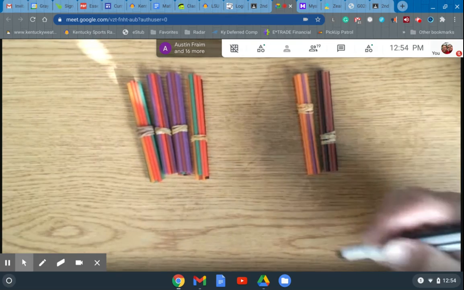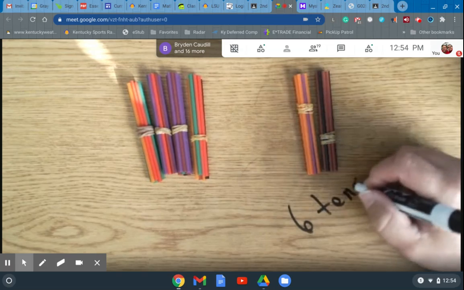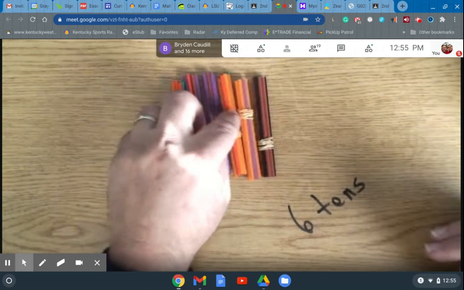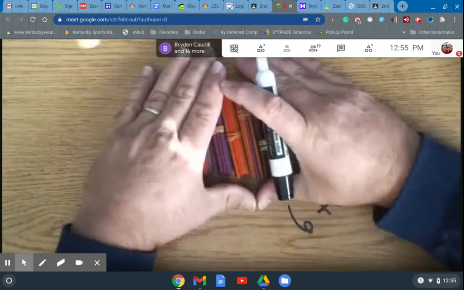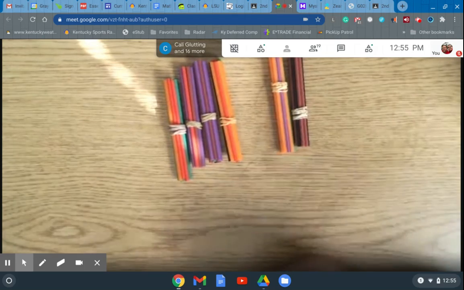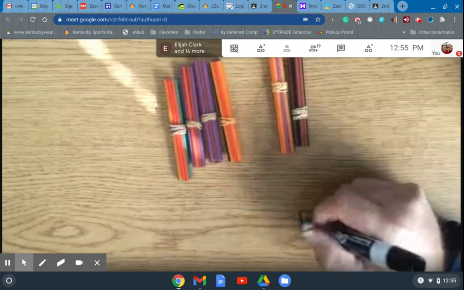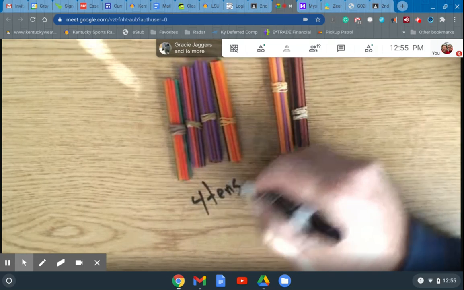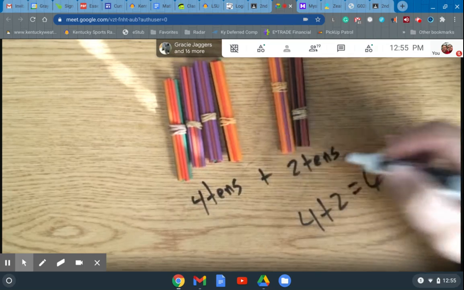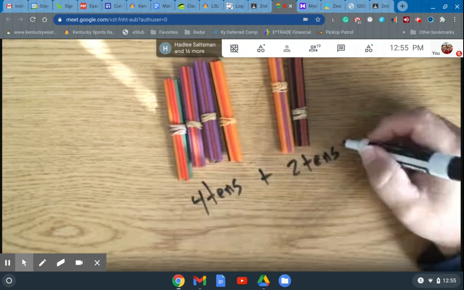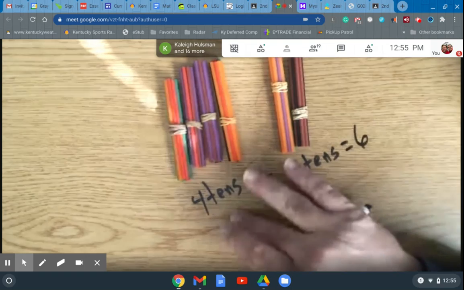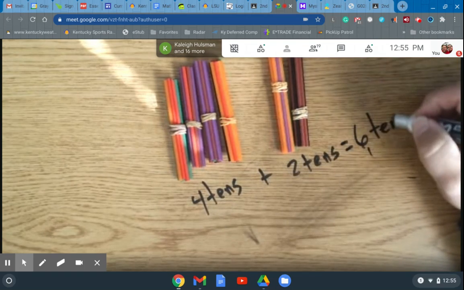6. Exactly. So there's 6 tens. When I push these together, I've got 6 tens. There's 1, 2, 3, 4, 5, 6. Here's what's cool about this. Even though they're tens, most of you know that 4 plus 2 equals 6. If I say 4 tens plus 2 tens, the same works. 4 plus 2 is always going to make 6, but we're talking about tens, so I'm just going to put the word tens.